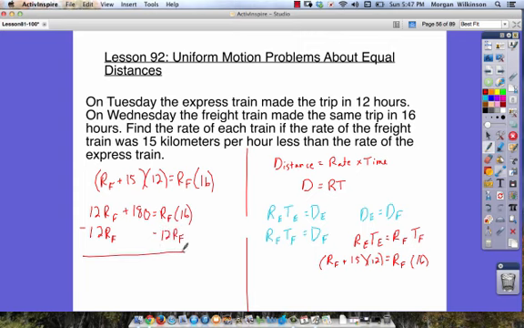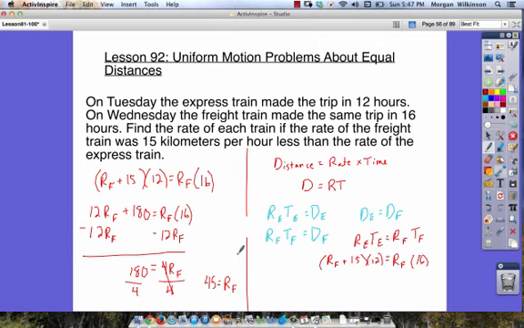Order of multiplication doesn't matter, so we're going to get 180 is equal to 16 minus 12, that's 4. So we're left with 4 times the rate of the freight train. Then we divide both sides by 4 in order to figure out what our rate of the freight train is. 180 divided by 4 must be 45. So 45 is equal to the rate of the freight train.